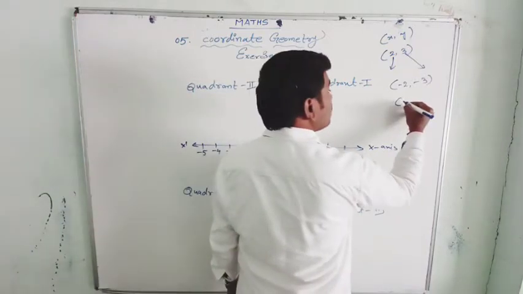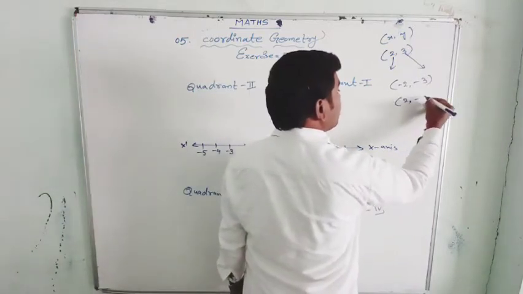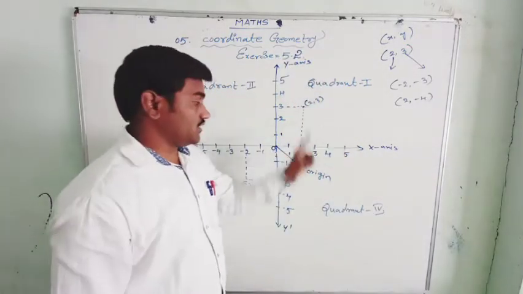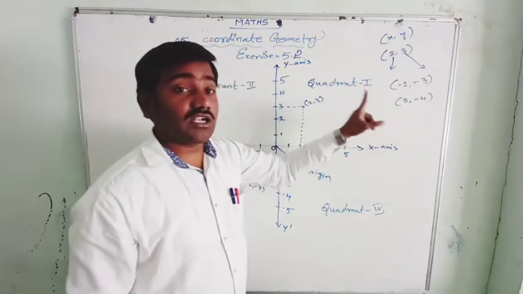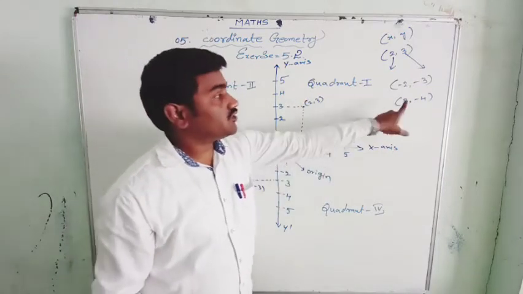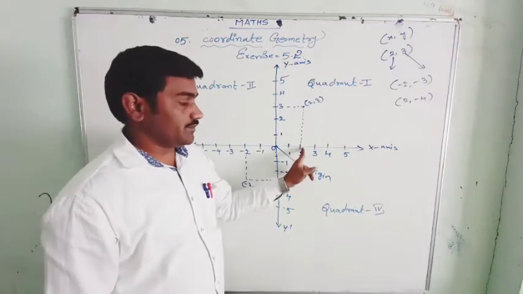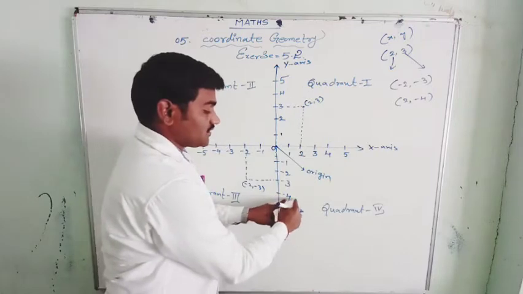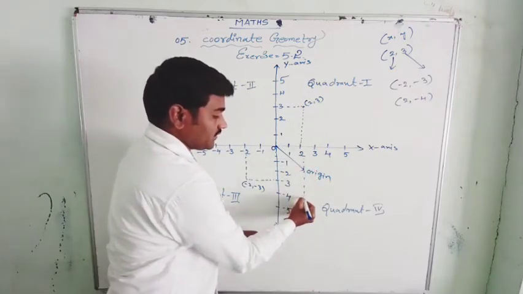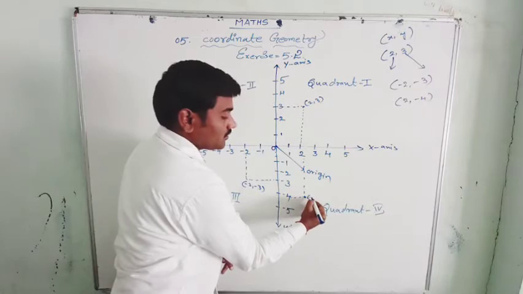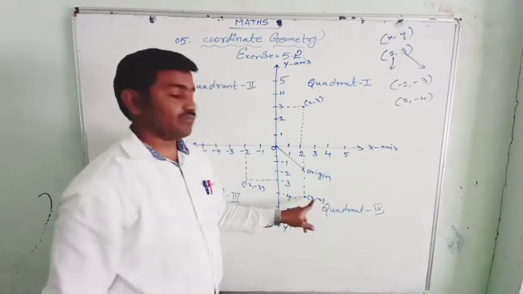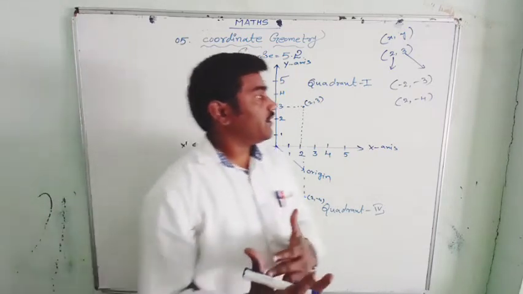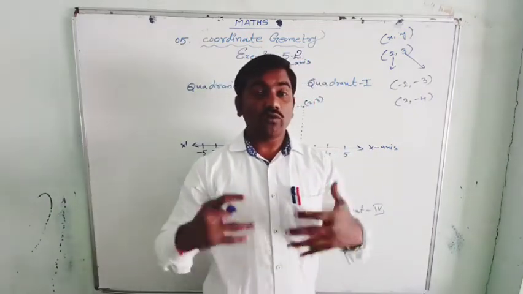Suppose let me take one more, (2, -4). Where can we locate (2, -4)? The 2 is the x-axis value. We have to see that 2 on the x-axis. Which 2? It is plus 2, so plus 2 is here. And the y-axis value is minus, so the y-axis value is here. They meet each other at this point, (2, -4). In this way we can locate it. To understand better, you can look at your textbook once so that you know how to locate the points.